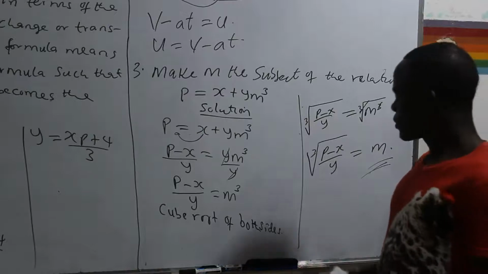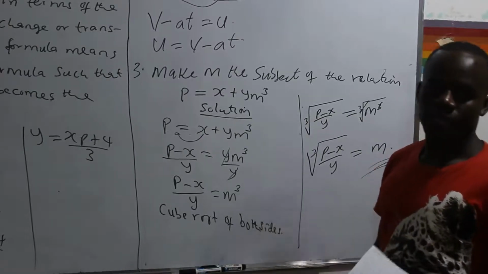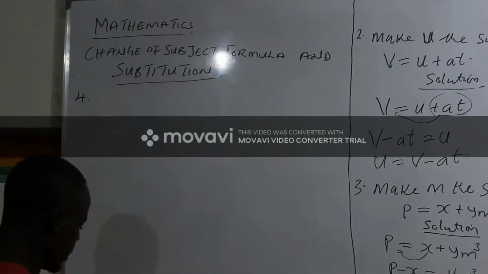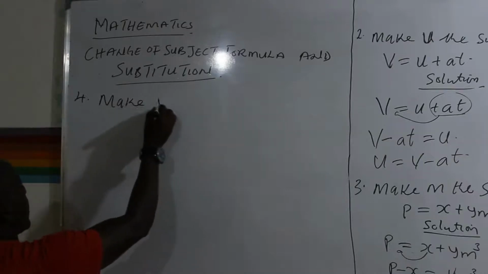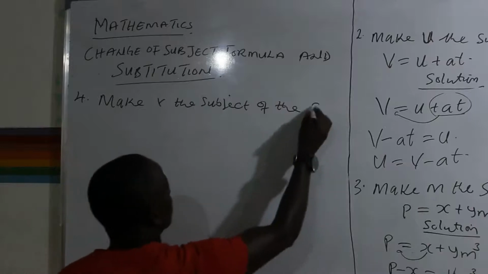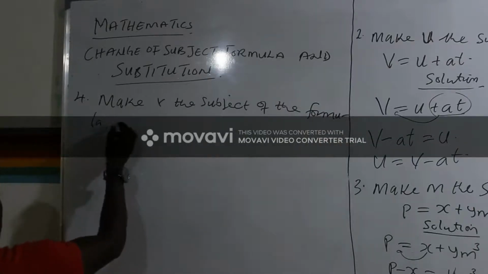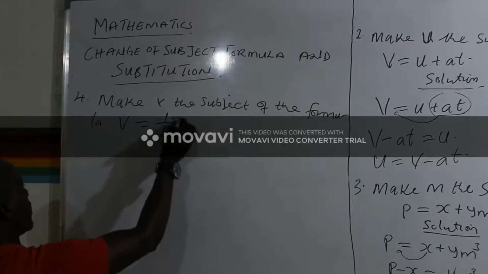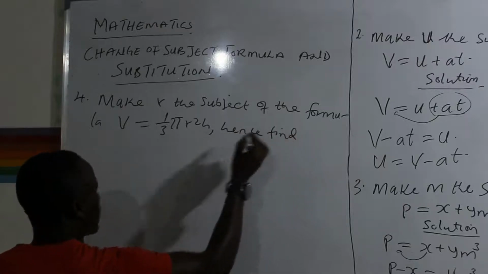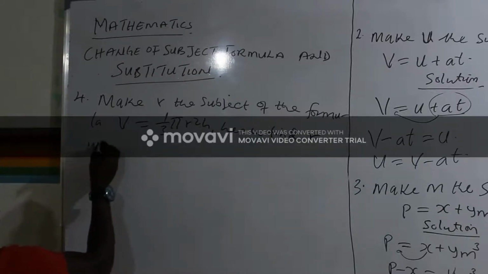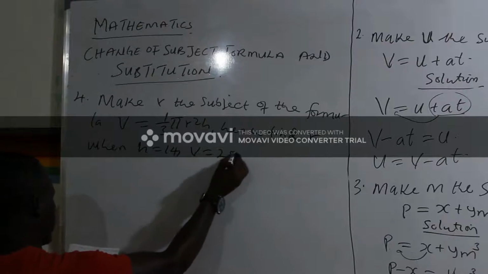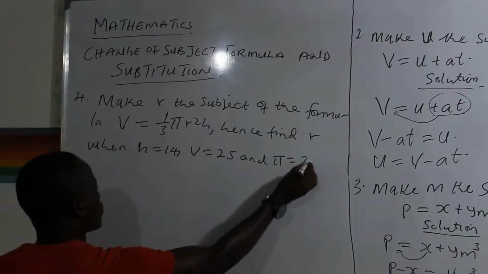So, we shall consider more examples, and then from there, we will include substitution as earlier. Alright, let's take the next question here. Make R the subject of the formula V equals 1 all over 3 pi R squared H. Hence, find R when H is 14, V is 25, and pi is 22 all over 7.